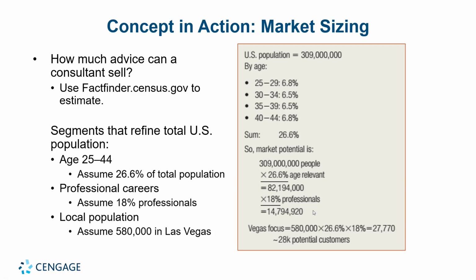Now, we could look for a particular metro or city. Imagine we're trying to do a promotion in Las Vegas. There are 580,000 people in Las Vegas, so we do exactly the same thing: 580,000 multiplied by the share of people in our age range, multiplied by the share of professionals, is around 28,000. Now, it's unlikely that Vegas has the same age structure as the overall population, but we're really just looking for rough estimates of market size here.